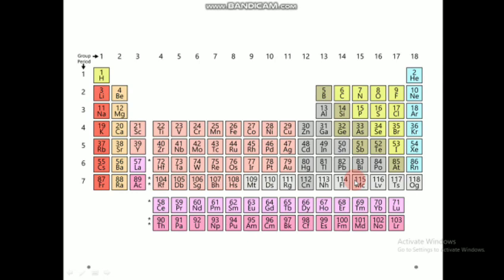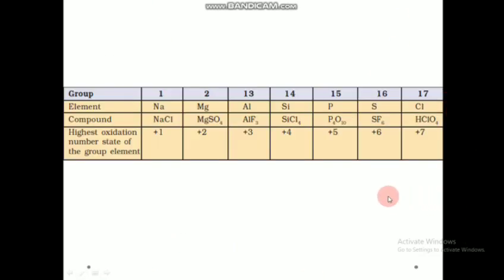But there is no strict rule, or there is no necessity to show same oxidation state. They show different oxidation states also. But usually we can see a common trend throughout the group of the periodic table. And the highest oxidation state which can be shown by a group is given in your textbook as a column like this. So the highest oxidation number which can be shown by first group is by Na, which is plus 1.